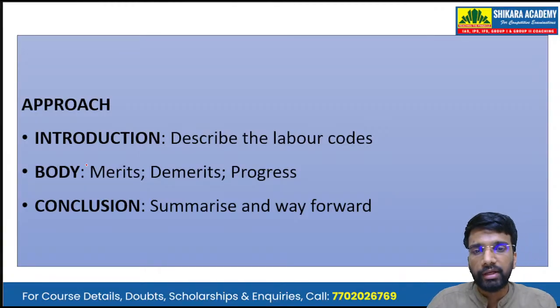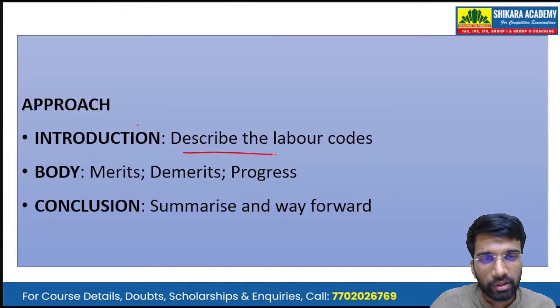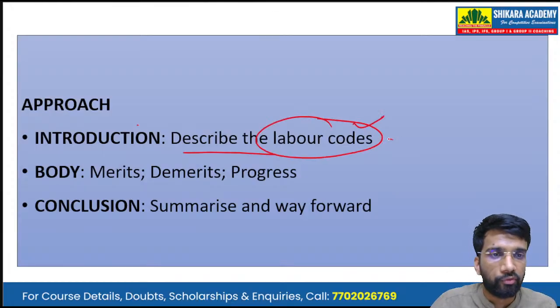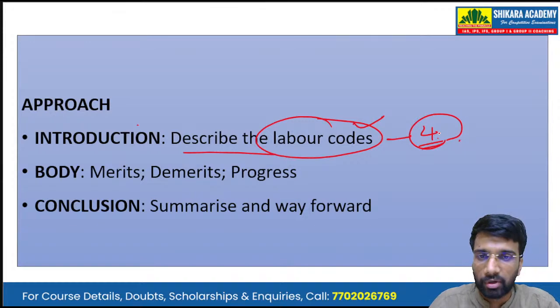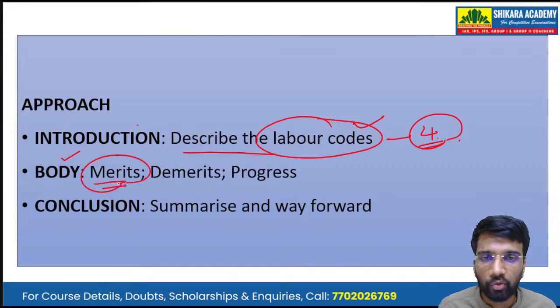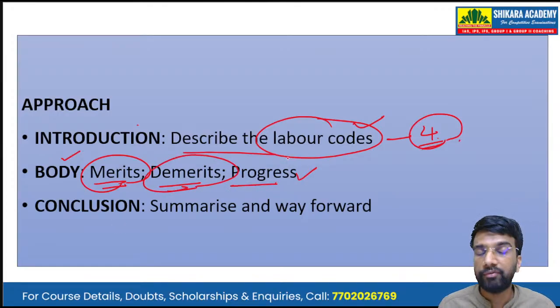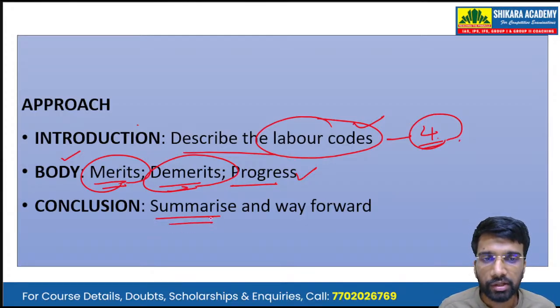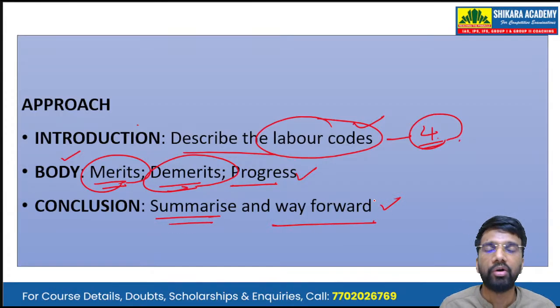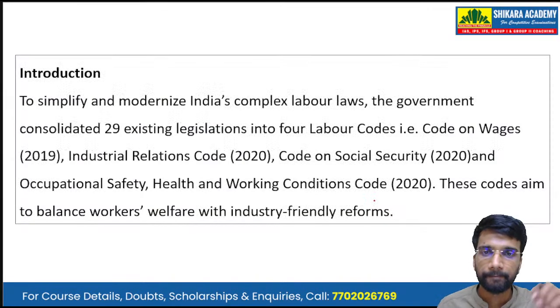Now, the approach that we'll be taking: in the introduction, we will describe the four labor codes. We will name them and write what the need for these labor codes is, or what these labor codes aim to achieve. Then in the body, we address the demand of the question by writing the merits of the four labor codes, the demerits of the four labor codes, and the progress that we have made till now. Then in the conclusion, we will summarize the answer and write a forward-looking conclusion or way forward.